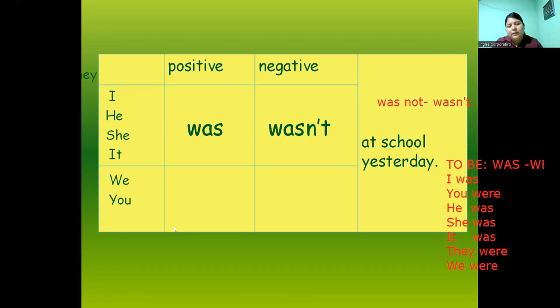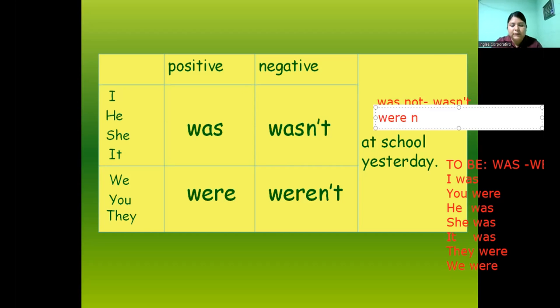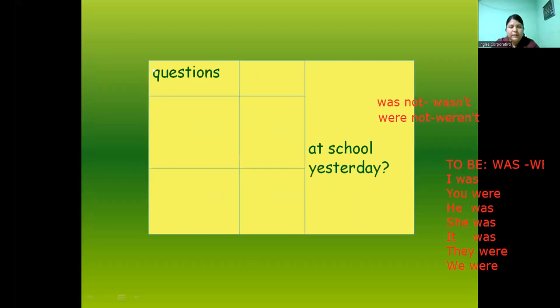Let's see. What do you think about these pronouns? So what is the past form? Were. And the negative form? Weren't. Okay. So we have the long form, were not, the contraction, weren't, right? Okay, so let's continue. We have some examples and look at the questions.